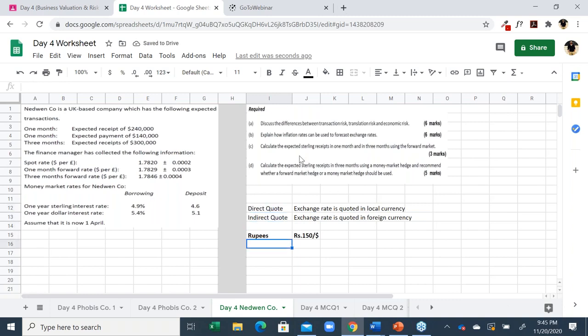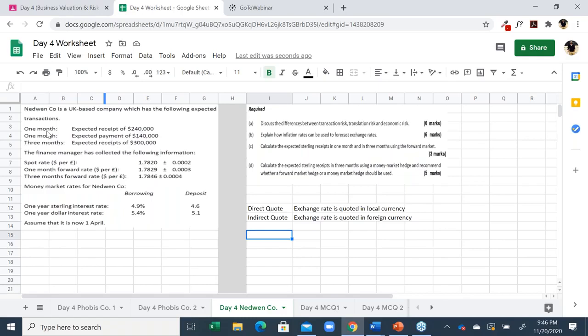Okay, let's move forward. Calculate the expected sterling receipts in 1 month and in 3 months time. I'll just do the calculation for 1 month, and you have to repeat the same calculation for 3 months. I'll give you time, but first let me calculate it for you. What are we going to receive in 1 month's time? We are going to receive $240,000. It's a UK company that is expected to receive 240,000 US dollars in 1 month's time, but at the same time it is going to pay 140,000 US dollars.